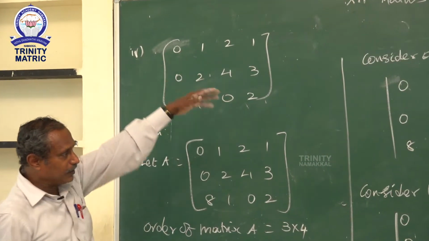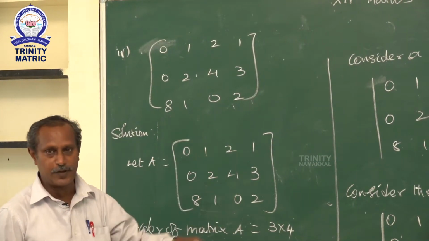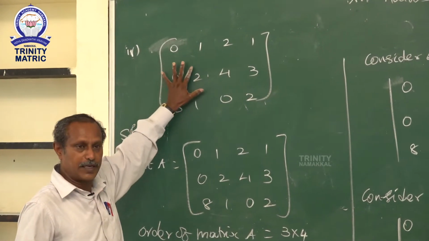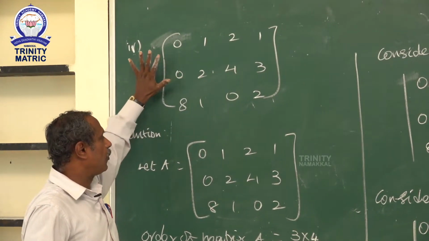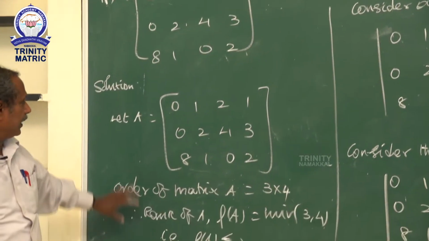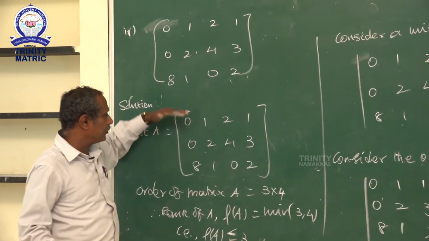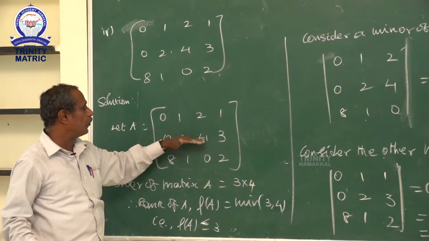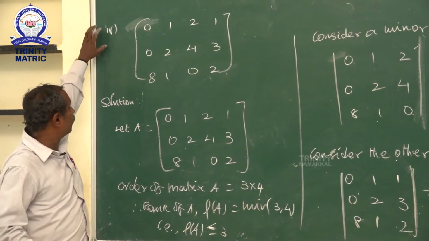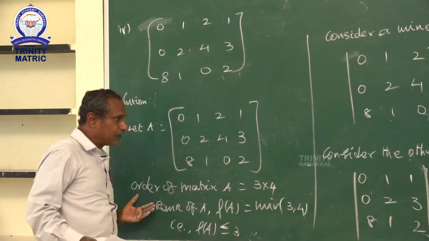In the last example we saw 2 by 2 matrices, and we were able to find the rank of the matrix. Now we move on to a matrix that is not square. How do we do it now? It is a matrix of order 3 by 4. Using minors, the determinant way, we find the rank of the matrix. No name is given, so first assign the name: let A equal the given matrix 0 1 2 1, 0 2 4 3, 8 1 0 2. This is the first Roman fourth sum in exercise 1.2. Make use of the ideas you already know.